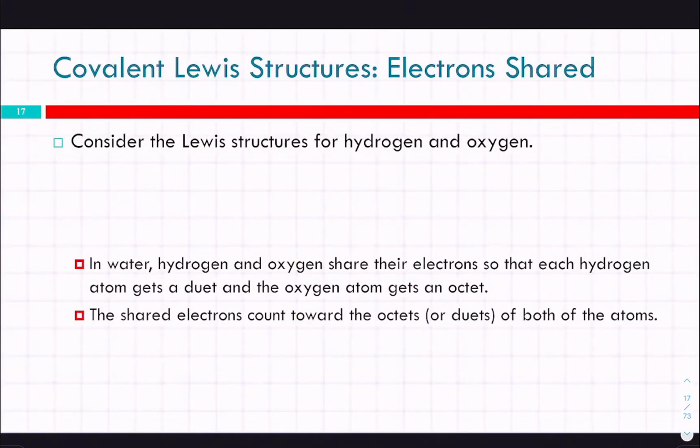So if we write out a Lewis structure for hydrogen, it's hydrogen and then 1 electron. Remember, hydrogen only needs a duet, so it only needs 2 electrons. So if we add another hydrogen with 1 electron, they can each share their 1 electron in the form of a bond. And now because those electrons are shared, they both have a duet.